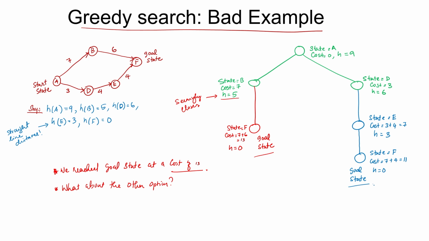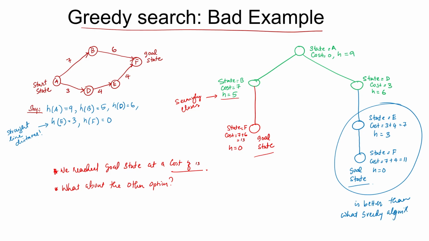So, if you look into this, this is better than what greedy algorithm found. So, the other option, this is definitely better than what the greedy algorithm found. So, it will find you a goal state, but need not be optimal.